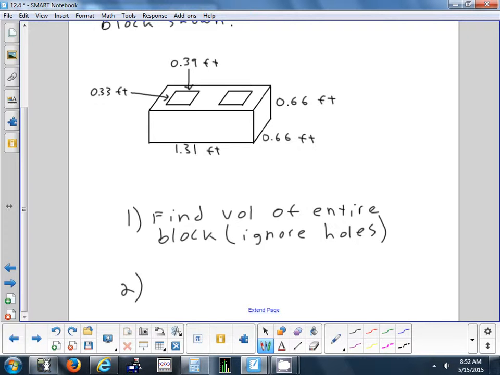Then what would you do? After you find the volume of the whole block. We've overestimated a little bit at this point. Yep. Find the volume of the hole and subtract. Yep, so get the volume of the whole block. Subtract the hole. Oh, the hole, not the whole block. So find the volume of the hole. And how many holes are there? 2. 2, and they're identical. So find the volume of the hole.